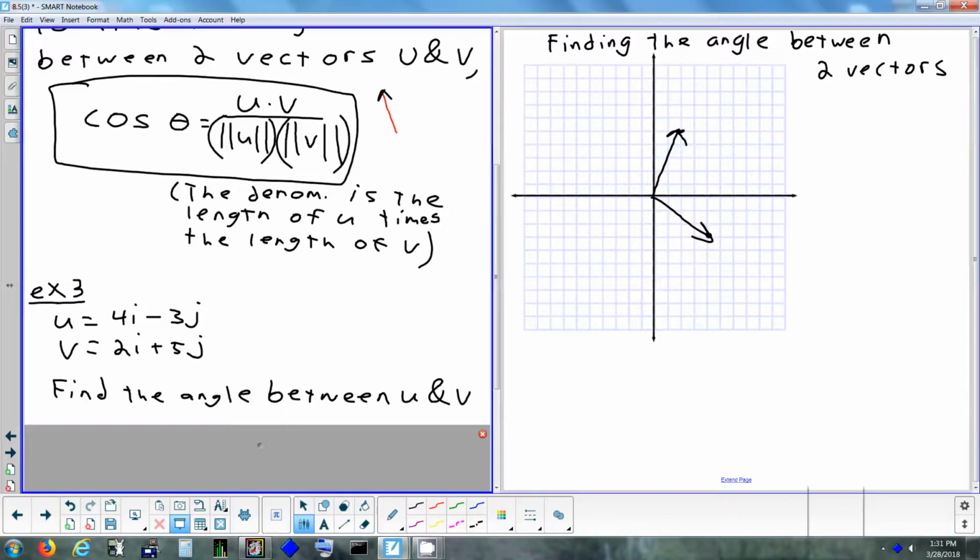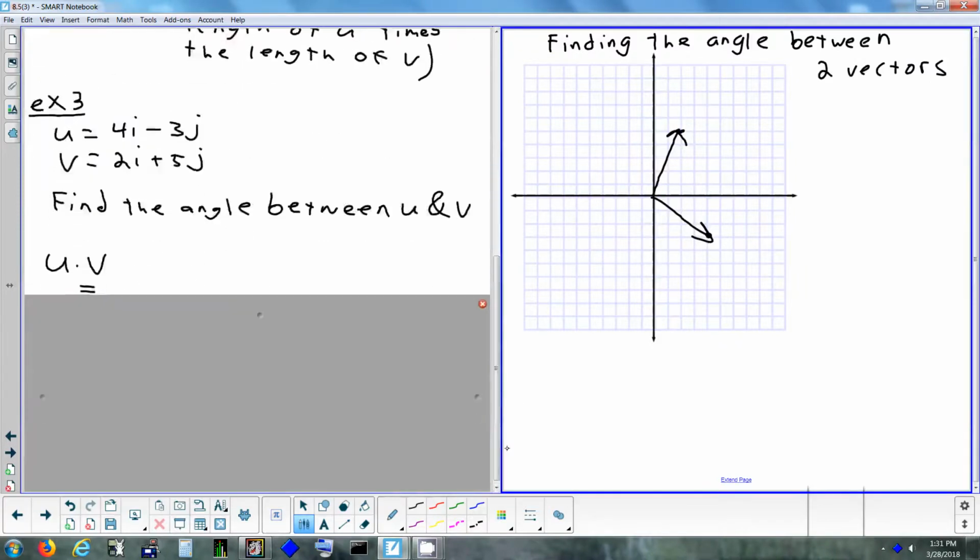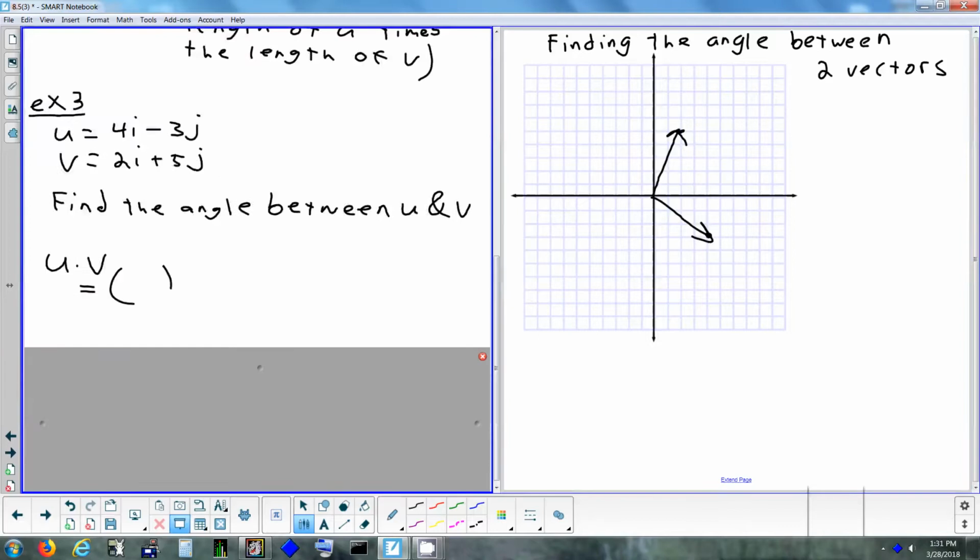The formula says you find the dot product and then divide by the product of the magnitudes. So there's 3 things you have to find. Let's start with the dot product.